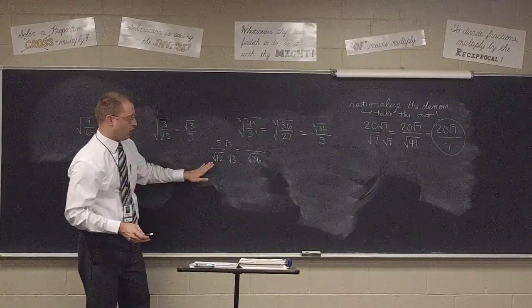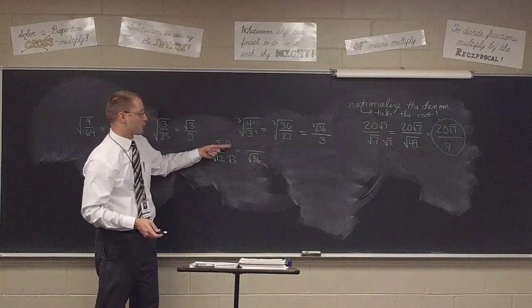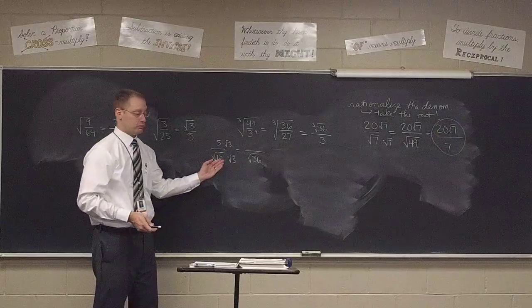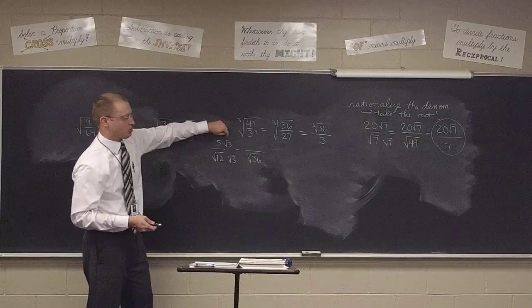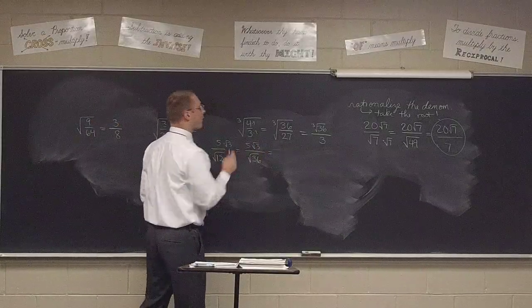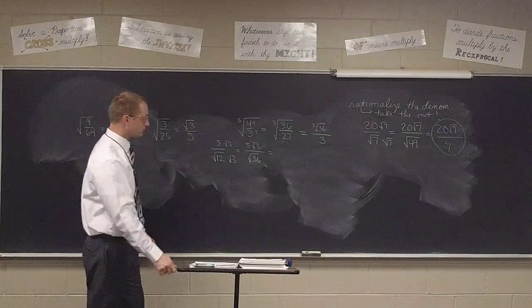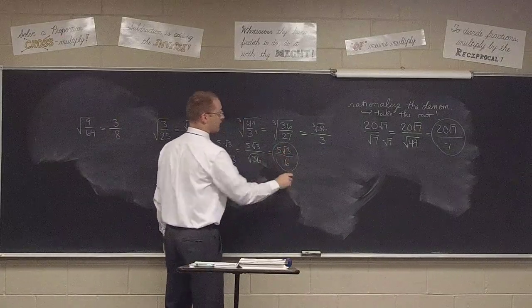Well, I can't take the square root of 12, but I could take the square root of 36. So we multiply top and bottom by square root of 3. Square root of 12 times the square root of 3 is square root of 36. What about 5 times the square root of 3, class? Yeah, 5 times the square root of 3. What would my answer be here, Maddie? Good. 5 times the square root of 3 over 6.